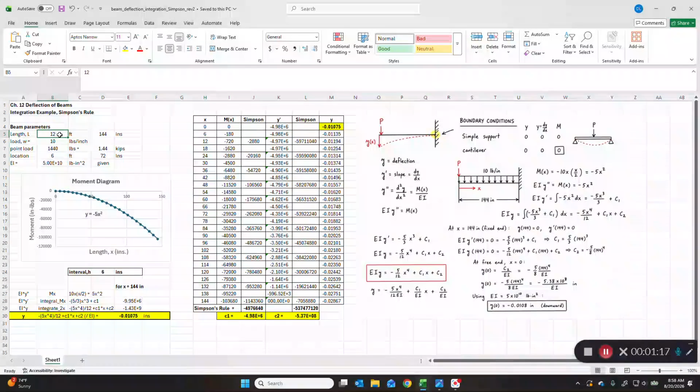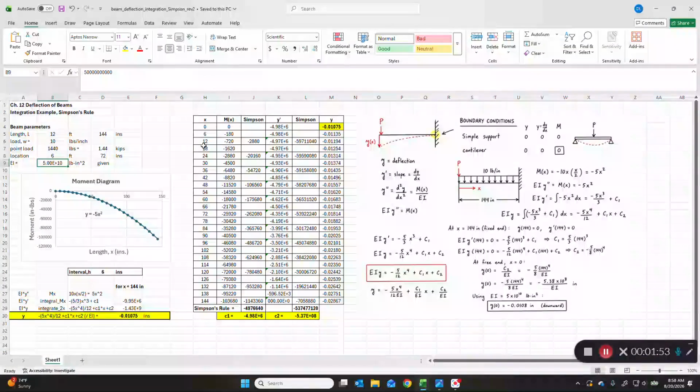So the length here is 144. We're going to convert that from feet to inches. The load is 10 pounds per inch, so that's a distributed load. And then we also have a point load. So we know that if we do some math, we can put the distributed load converted to a point load at 6 feet from the wall on the right side, right? And then for this particular beam, we have a given quantity of EI. So that's the elastic modulus times the moment of inertia, and that is given in pound inches squared as this value right here.